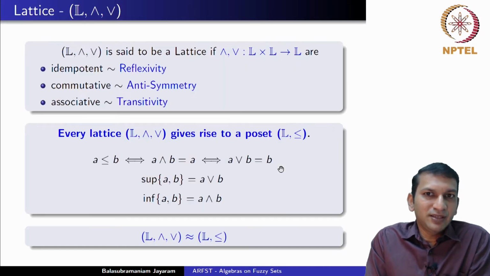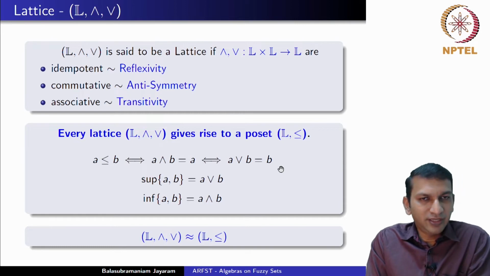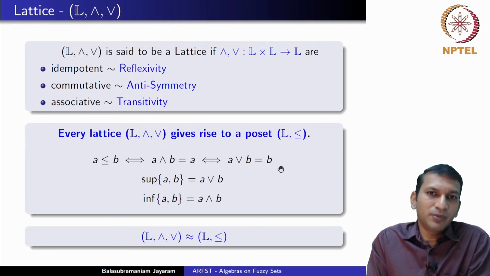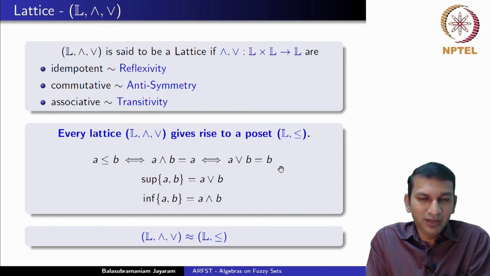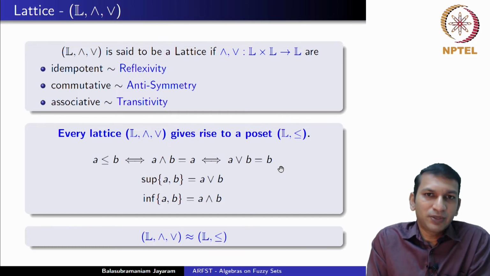We have seen lattices from an order theoretic perspective and also from an algebraic perspective. We have seen that a lattice can be thought of as a set with 2 binary operations that are closed. That means these are operations on L cross L to L, having these 3 properties of idempotence, commutativity and associativity.